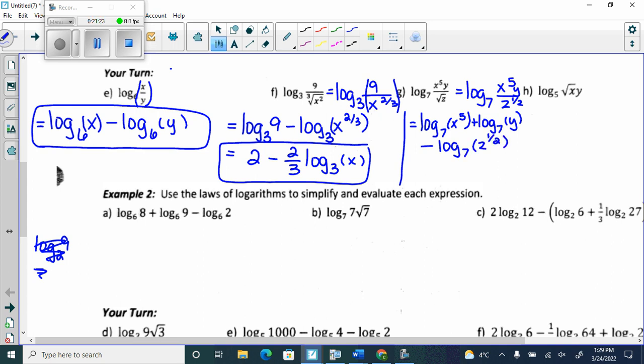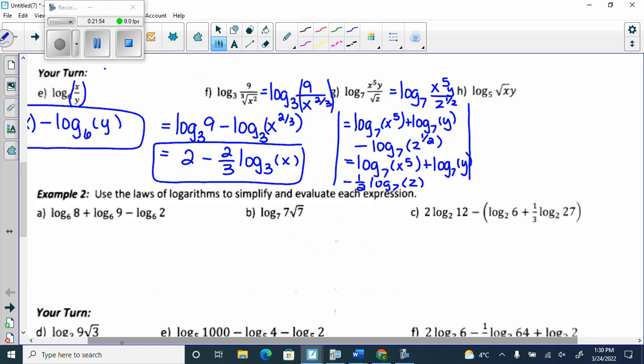Now that's a straight line. I just ran out of room, right? I would just keep going as a straight line. And then I'm going to get log base 7 x to the 5 plus log base 7 y minus 1/2 log base 7 z. And that would be the answer.